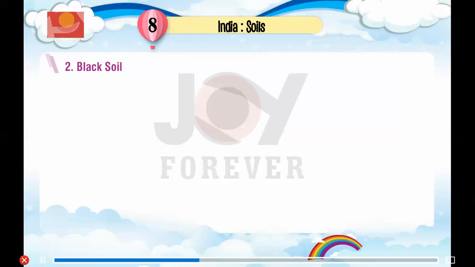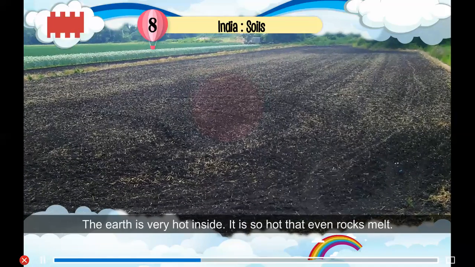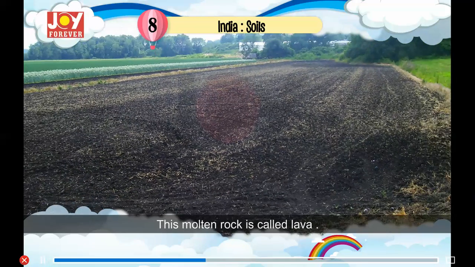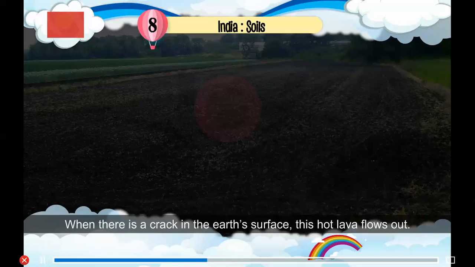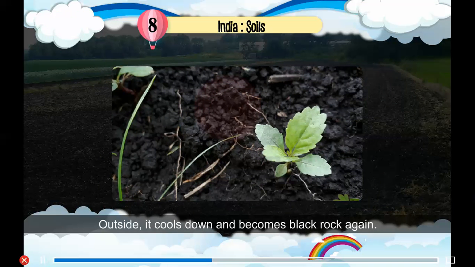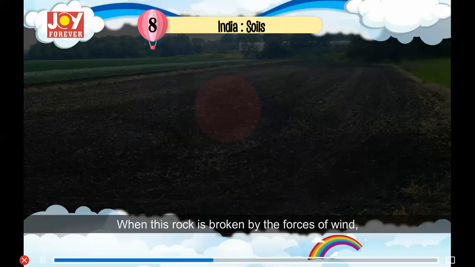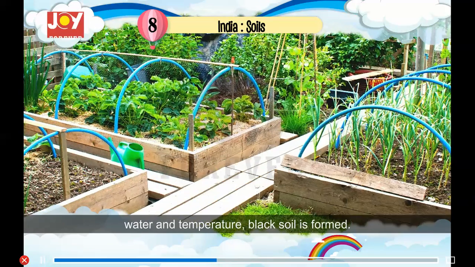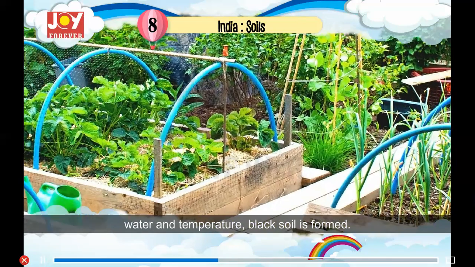2. Black soil. The earth is very hot inside. It is so hot that even rocks melt. This molten rock is called lava. When there is a crack in the earth's surface, this hot lava flows out. Outside, it cools down and becomes black rock again. When this rock is broken by the forces of wind, water and temperature, black soil is formed.